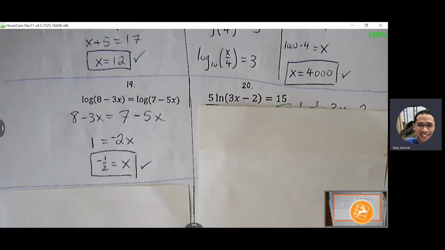We test -1/2, and it's safe with both parentheses. 8 minus 3 times -1/2, that's 8 plus 3/2, that's okay. 7 minus 5 times -1/2, 7 plus 5/2, that's okay.